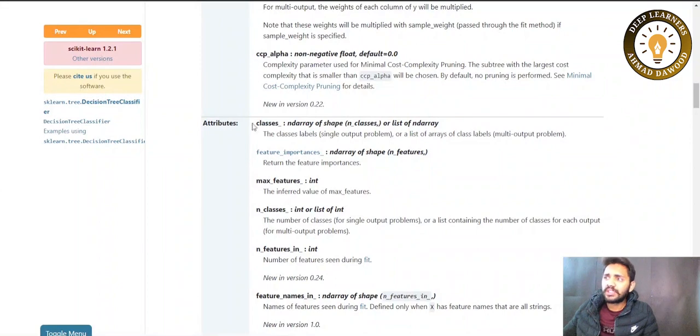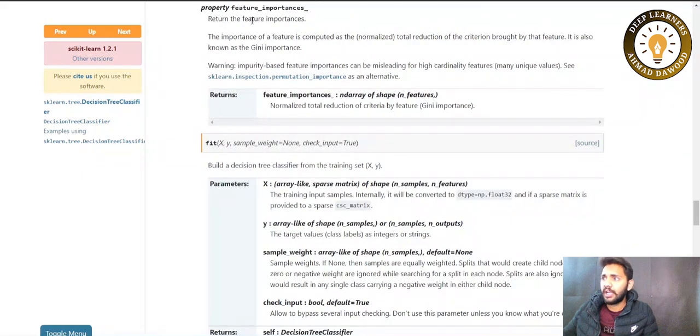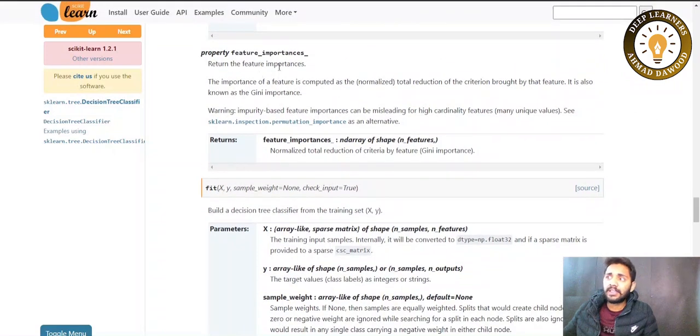So there is an attribute, classes. You can use classes after training the classifier if you want to see what classes you have passed. Feature importance is another attribute. This is not quite a reliable attribute, but you can use it. It can return the feature importance.